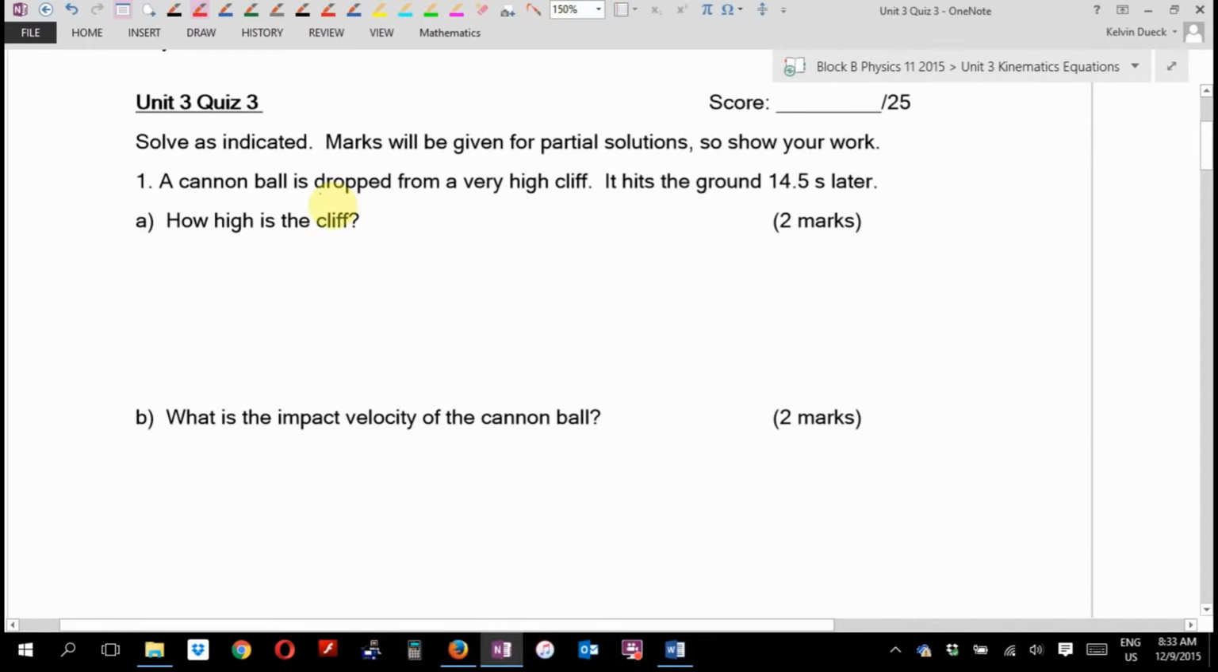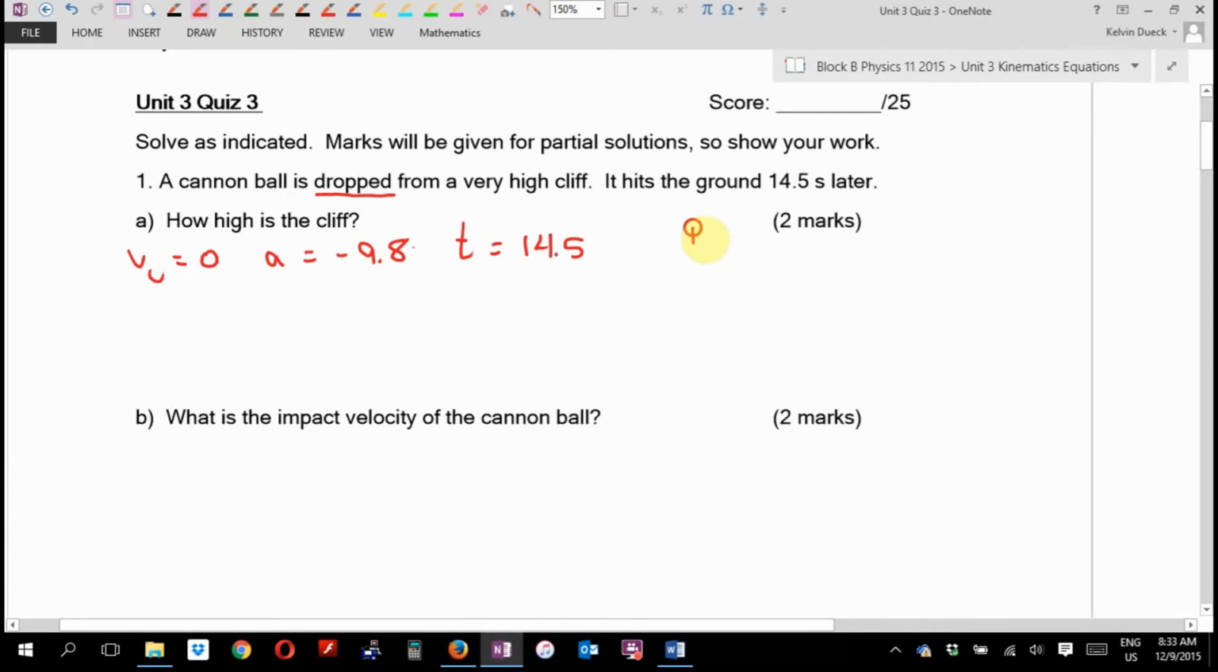Cannonball is dropped. As soon as I see that, I know this. Oh, and we're in free fall, so I know that. I can't call those no-brainers because you have to know some physics, but hopefully at this stage they're kind of no-brainers. I'm in free fall, negative 9.8, dropped, VI is 0. Looks like they also gave me time.